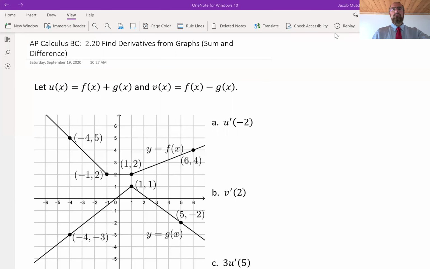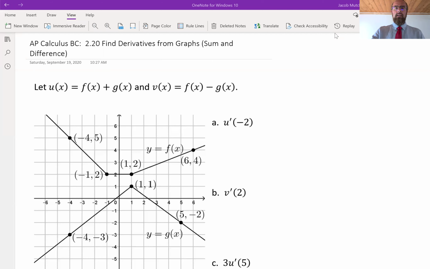Welcome to Calculus. Today we will investigate finding derivatives from graphs, focusing on sums and differences without equations. So again, what we're looking at is how do I find a derivative of a function just given its graph and not working from any equation whatsoever.